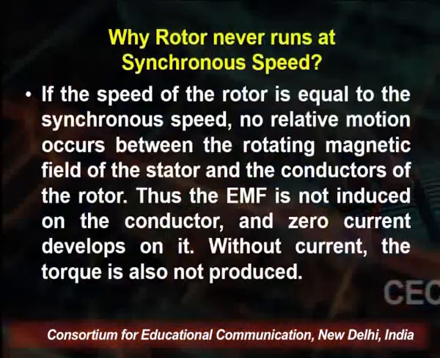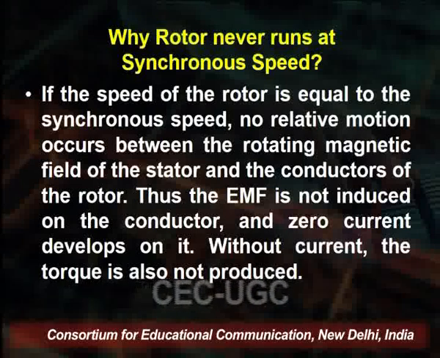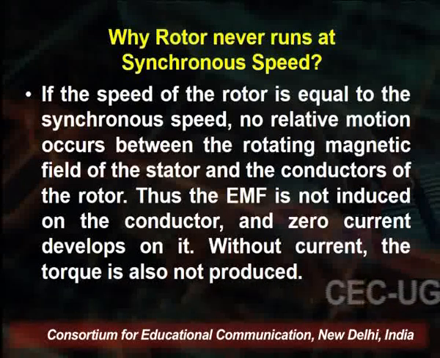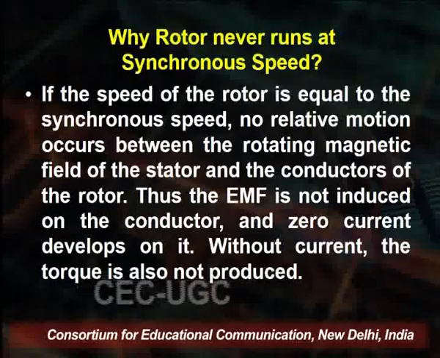So why does the rotor never run at synchronous speed? If the speed of the rotor were equal to the synchronous speed, no relative motion would occur between the rotating magnetic field of the stator and the conductors of the rotor. That's why the rotor never runs at the synchronous speed. So EMF is not induced in the conductor, and zero current develops in it. Without current, torque is also not produced. So because of the above-mentioned reason, the rotor never rotates at the synchronous speed, because no torque is produced. The speed of the rotor is always less than the speed of the rotating magnetic field.